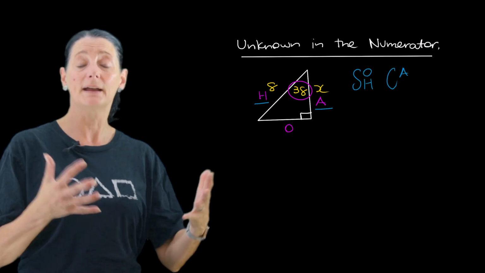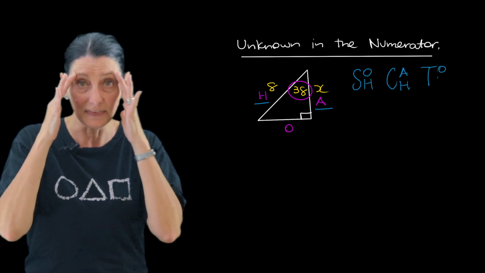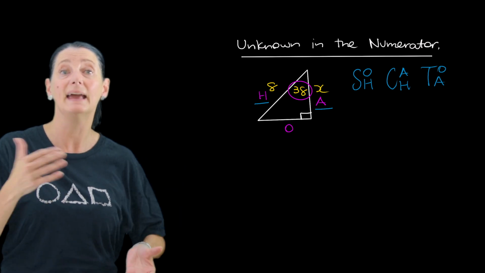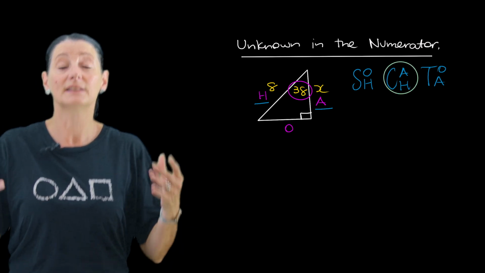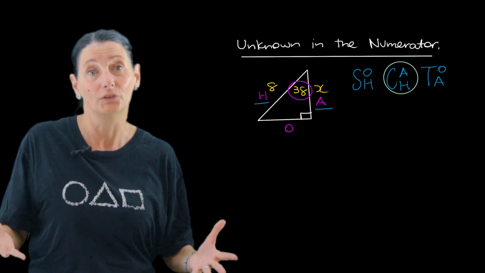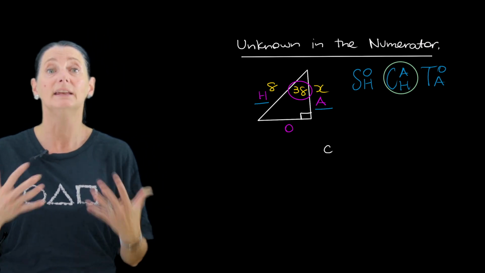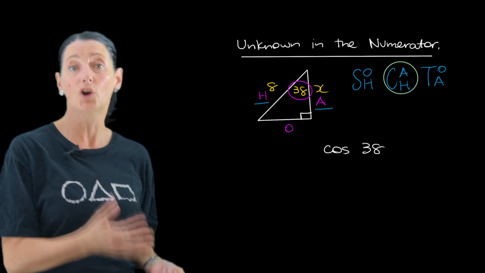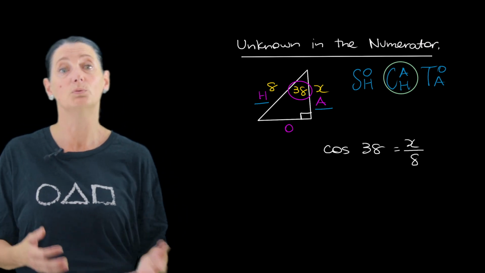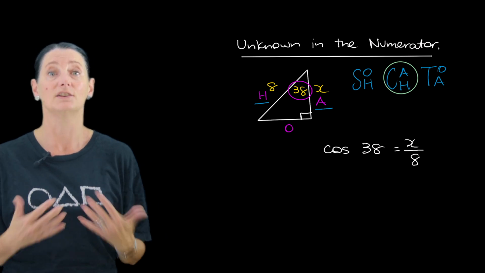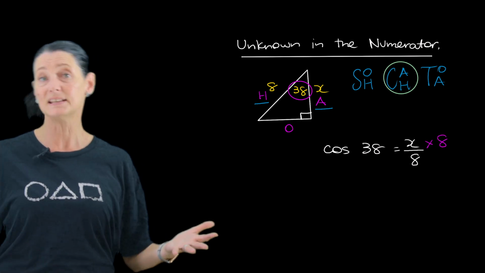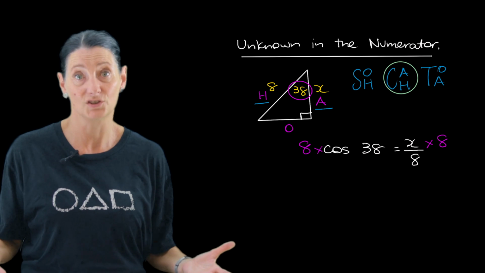So let's go back to our little SOHCAHTOA and think, which one of these has an A and an H in it? That's right, it's the CAH for cos. So we write an equation in cos, and the equation is cos of 38 is equal to x over 8, the adjacent over the hypotenuse. This is now just a simple equation that we need to solve for x.